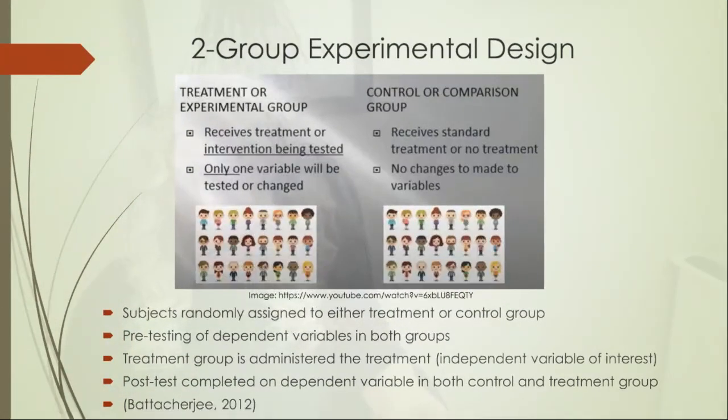Okay, so two-group experimental design involves a treatment or experimental group as well as a control or comparison group. So basically, one group is experiencing the treatment or the intervention being tested, and one group, the control group, is receiving no treatment or the standard intervention. Subjects are randomly assigned to either group. There is involvement of pre-testing on the dependent variables, and this occurs in both groups. Post-test is always completed on the dependent variable in both groups as well.